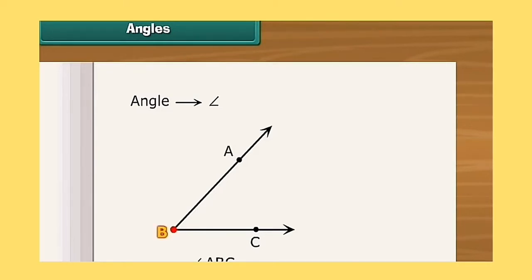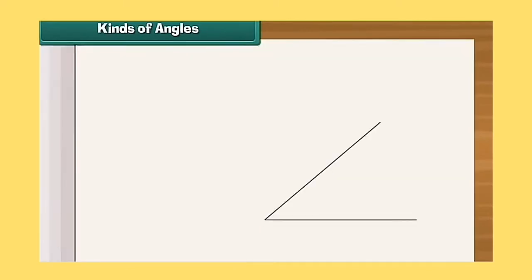A is the point on one ray and C is the point on another ray. So there are two rays which are meeting at one common point.